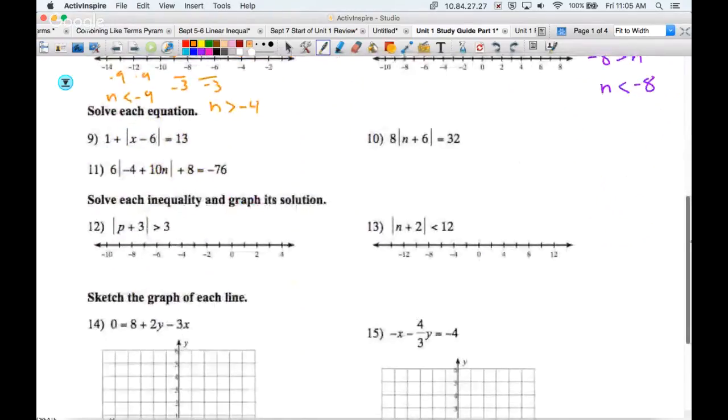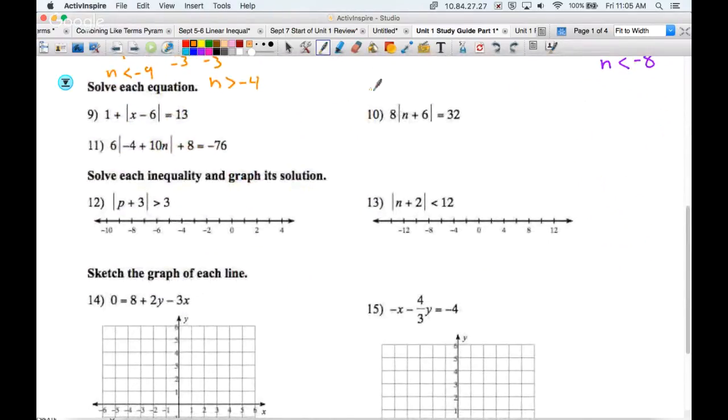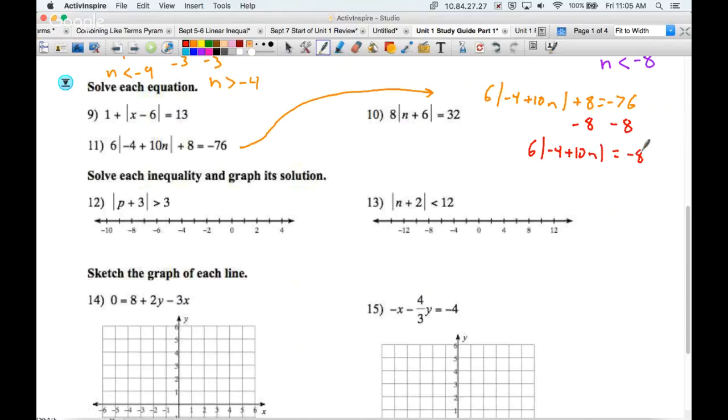All right. Solving equations with absolute values. So when we're doing this, I'm going to do number 11 over here. 6 times the absolute value of -4 plus 10n plus 8 equals -76. When we're doing this, we want to isolate that absolute value bracket to start. I'm going to do that by moving these numbers away, starting with that 8. 6 times the absolute value of -4 plus 10n equals -84.